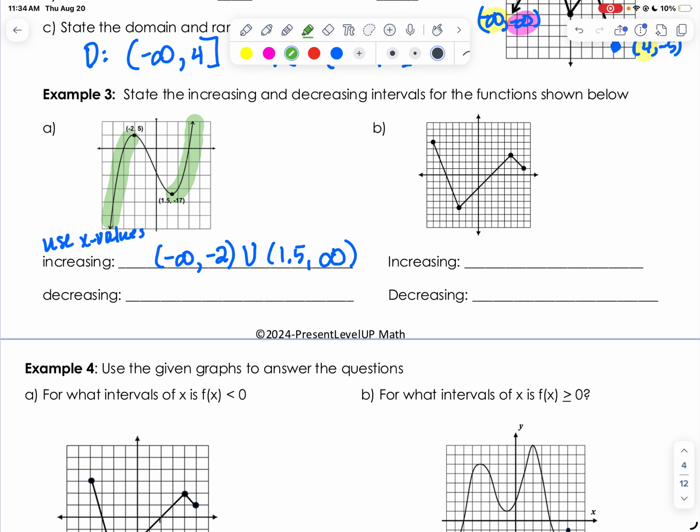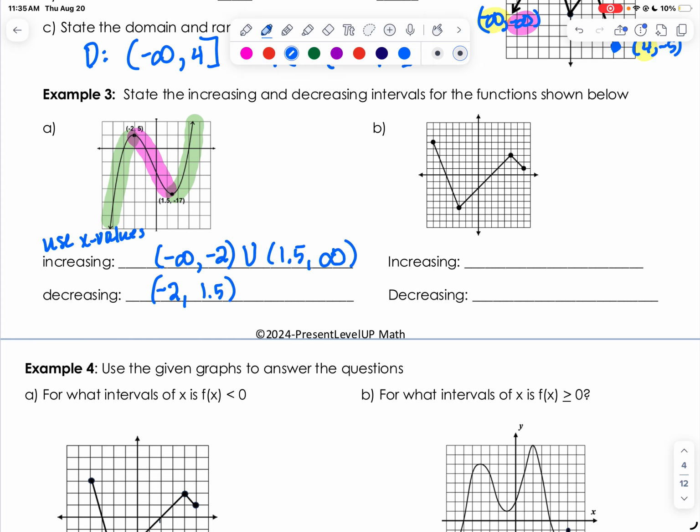Now let me use a different color for the decreasing. The function is decreasing just in this part of the graph. So we're only going to have one decreasing interval, and that would be from negative 2 to 1.5. That's our decreasing interval.